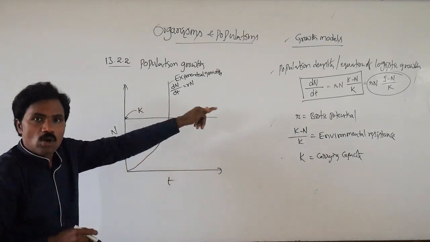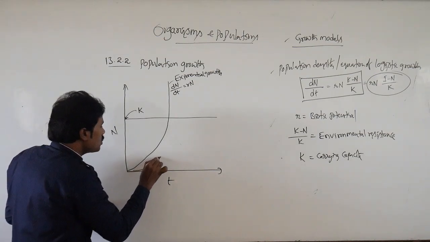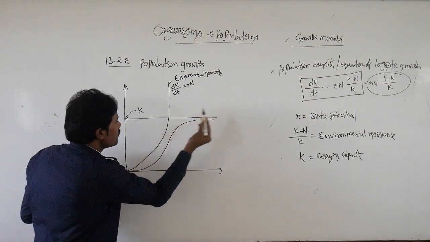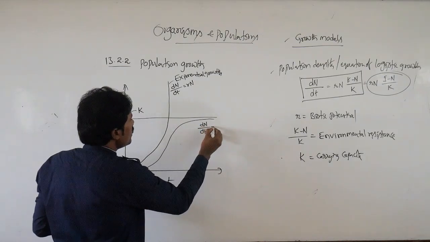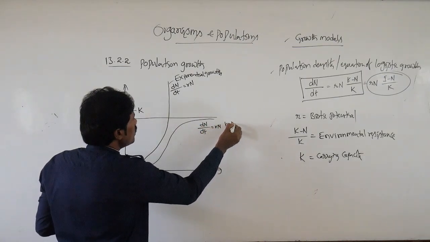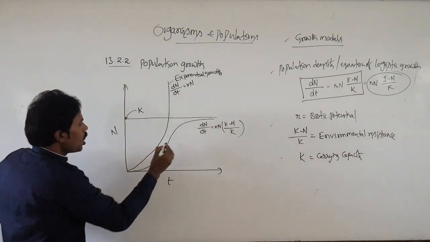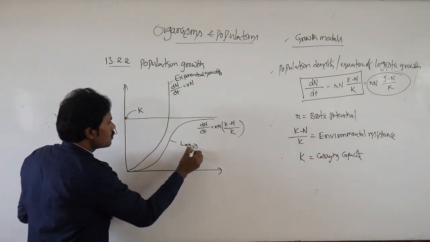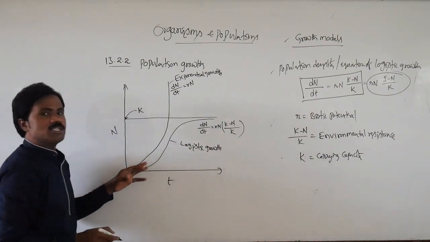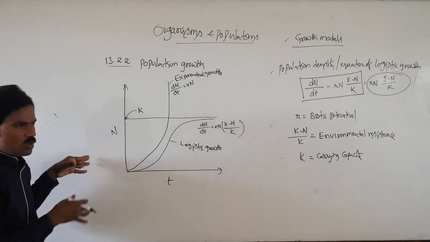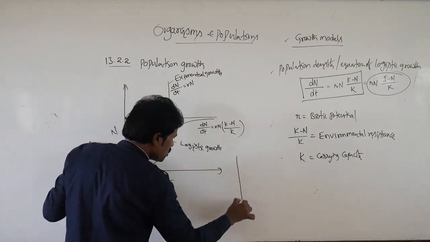Then, if it is logistic growth, it represents an S shape. This is dN/dt = rN (K - N)/K. This is logistic growth. Just know the different types of phases I mentioned just now in logistic growth.